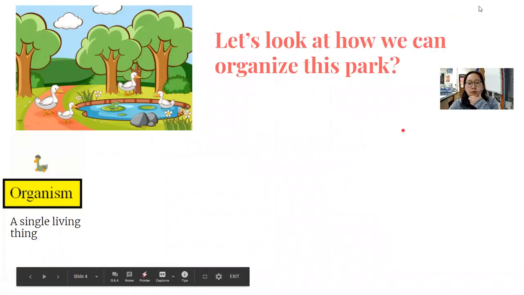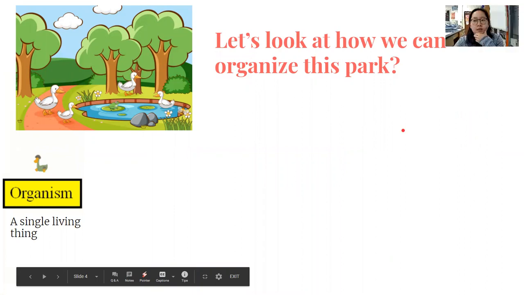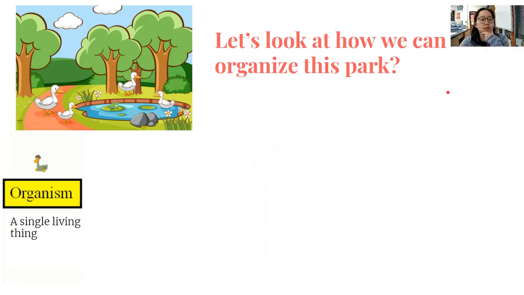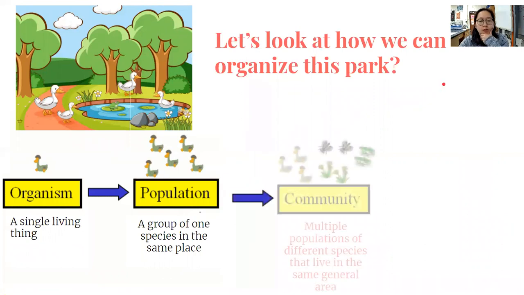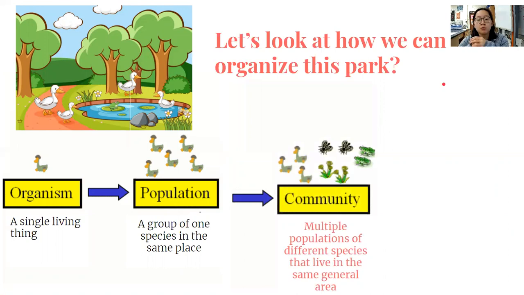So let's look at how we can organize this part. An organism is a single living thing. The next level would be a population, which would be a group of one species in the same place. So many of the same things, or same type of things, is a population. Next would be a community, which would be multiple populations of different species that live in the same general area.